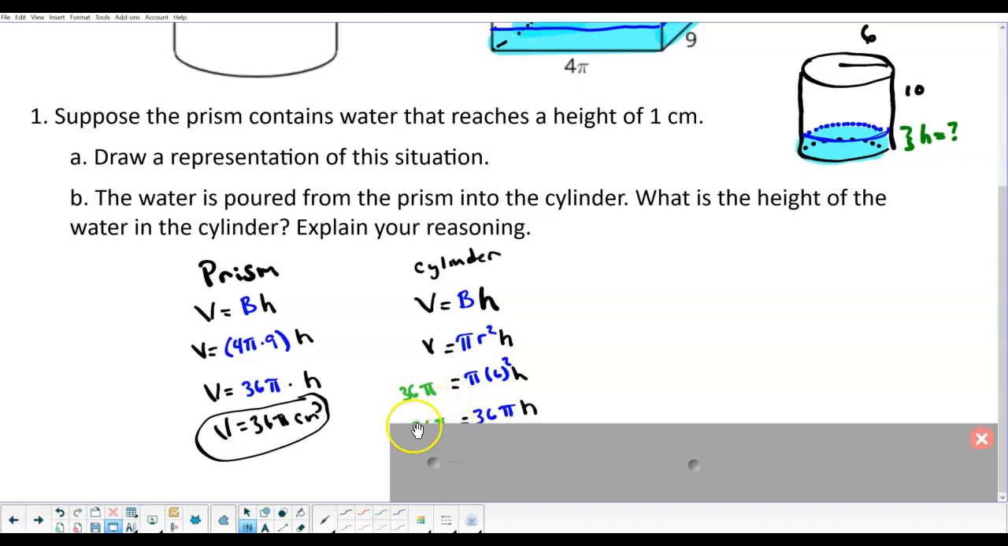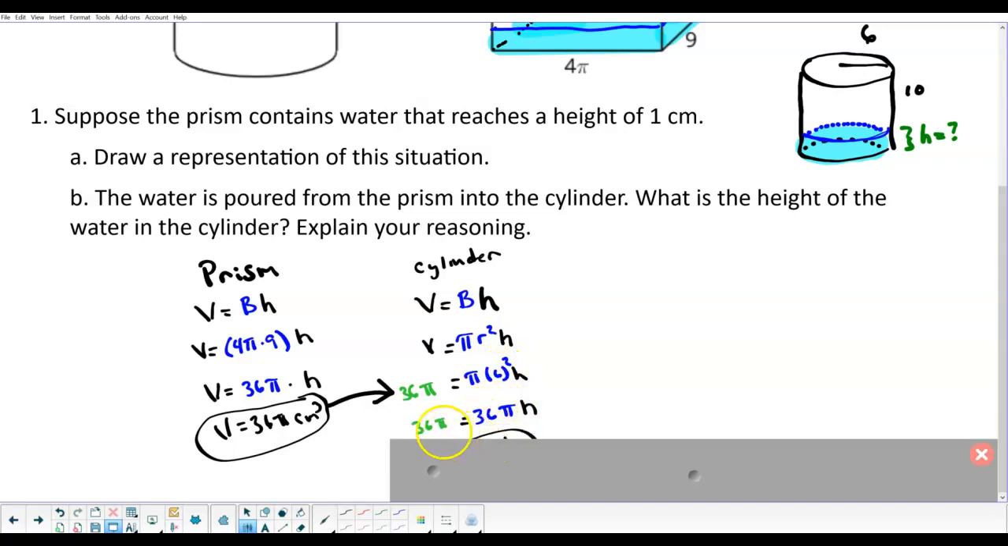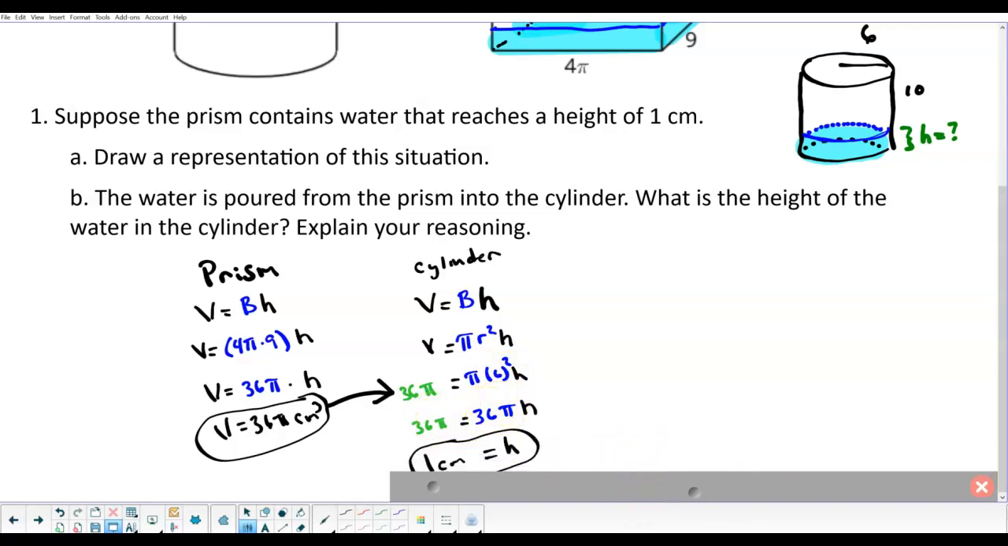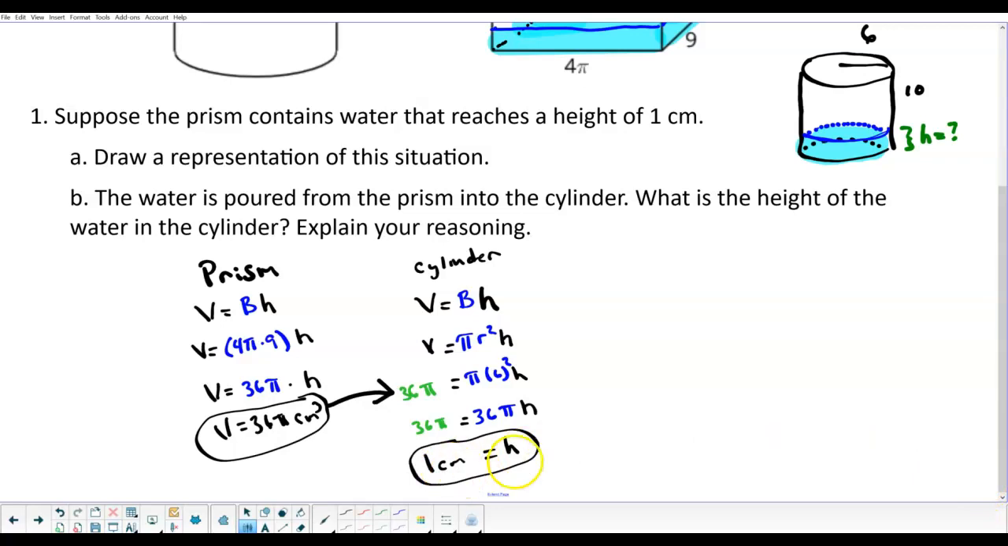But I do know from over here that the volume of water has to be the same as the volume of water in the prism. So that's 36 pi. If I square the radius, I get 36 pi times h equals 36 pi. If I divide both sides by 36 pi, that leaves the height to be 1 centimeter. So I just figured out right here, we have 1 centimeter for the height.